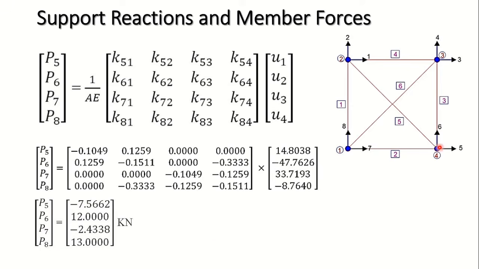So P5 is the force in the fifth coordinate, at this joint where one of the supports is provided. This is the horizontal reaction, minus 7.5662, which means it is directed towards the left. Similarly, the vertical reaction at this support is 12 kilonewtons, and at joint A the horizontal reaction is 2.4338 kilonewtons and the vertical reaction is 13 kilonewtons. So that is how we get the support reactions.